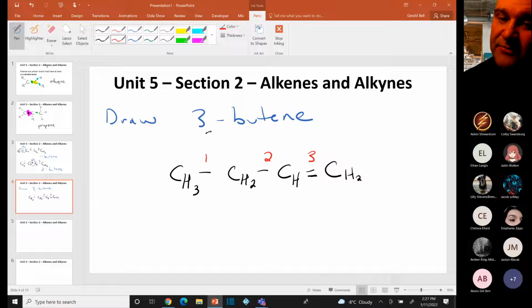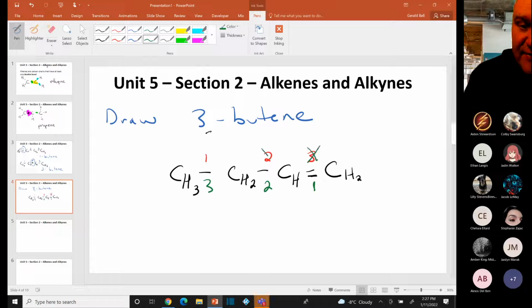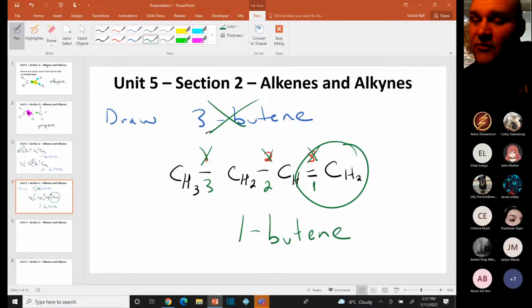Does anyone see a problem with what I've done here? Well, I hope you do, because I've really kind of numbered my chain backwards. I've numbered it incorrectly. If I want to have the lowest number possible, it doesn't matter which way I number it. I could have numbered this as 1, 2, and 3. So technically, the numbering system I did in red would have been wrong. This is a 1-butene. This question is wrong. You cannot have 3-butene. It doesn't exist. 3-butene is the same as 1-butene. They are the same compound, just flipped over. So you've got to be careful with that. That multi-bond can maybe go in a couple of different spots, but it can't go in every spot.